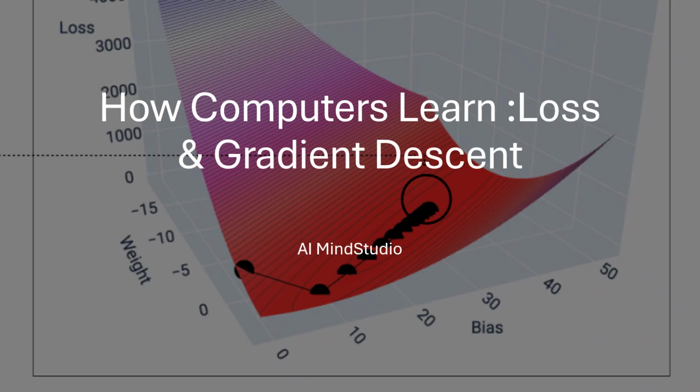In this video, we're answering one of the most important questions in artificial intelligence. How do computers actually learn? Not memorize, not store data, but truly learn from mistakes. We'll understand two key ideas today: loss and gradient descent, explained simply, with intuition, not heavy math.